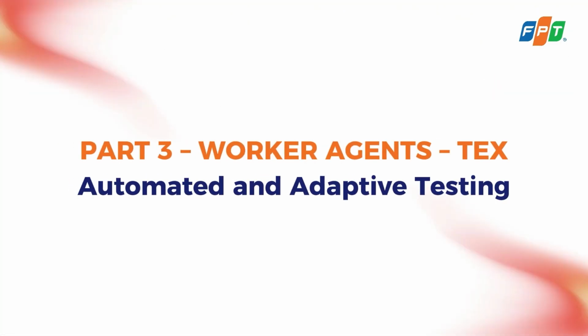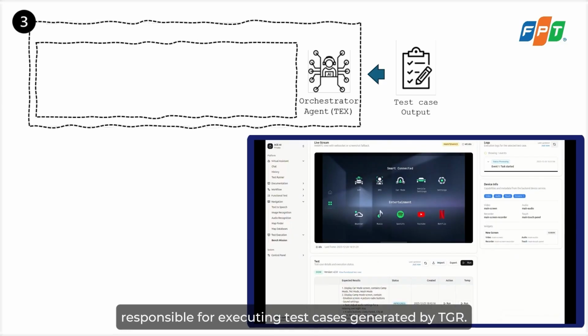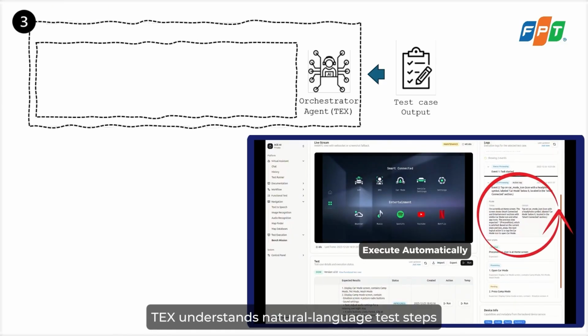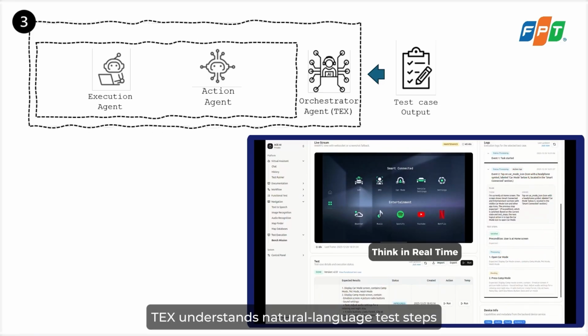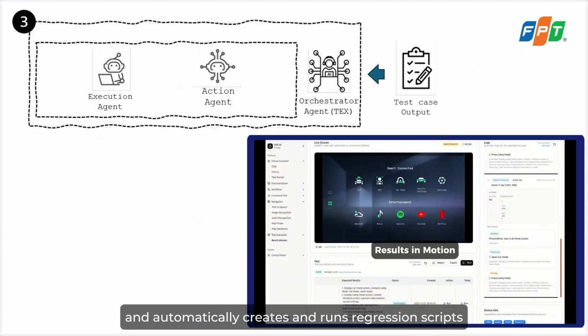Part 3. Worker Agents, TEX. Part 3 is TEX, responsible for executing test cases generated by TGR. TEX understands natural language test steps and automatically creates and runs regression scripts.